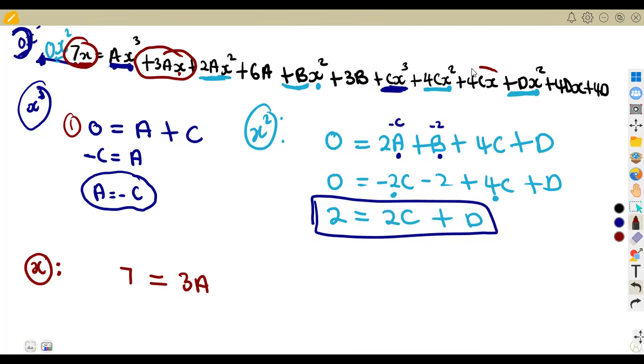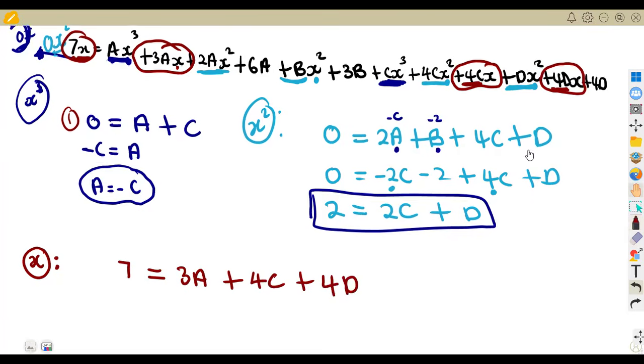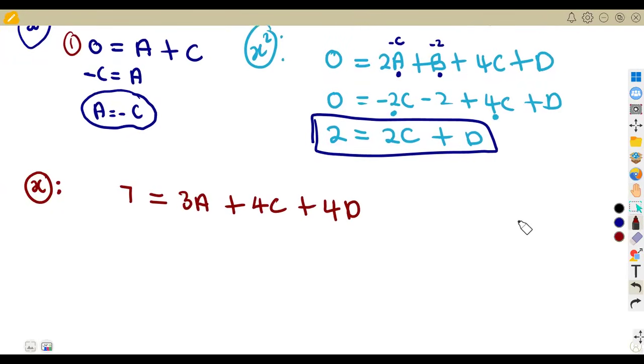Okay, we also have x here on 4cx. So the coefficient of x there would be what? 4c. So that's plus 4c, just so we're going to have it as an equation. We also have another x here on 4dx. There is 4dx. So the coefficient of x there is what? It's 4d. All right, so I hope now we can calculate any of these values, because now we've got all the letters.